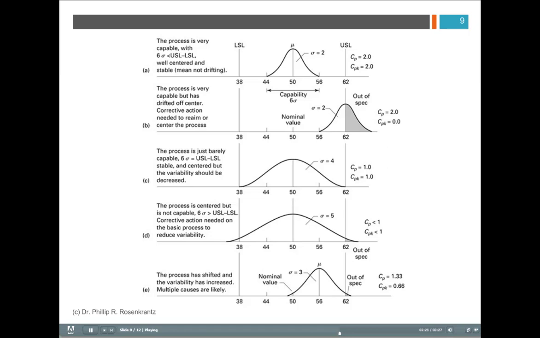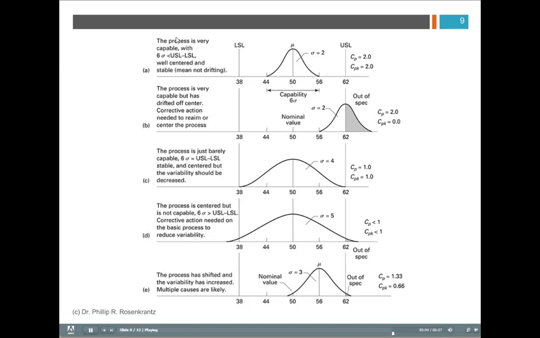Finally, in part E, we have a process that, if it were centered, would be capable with a CP value of 1.33. But because it's shifted to the right, and we have too much of that tail sticking outside of the tolerance zone, we happen to have a CPK value that's less than 1. So when we see a CP that's capable but a CPK that's not, we know that again centering is the issue.